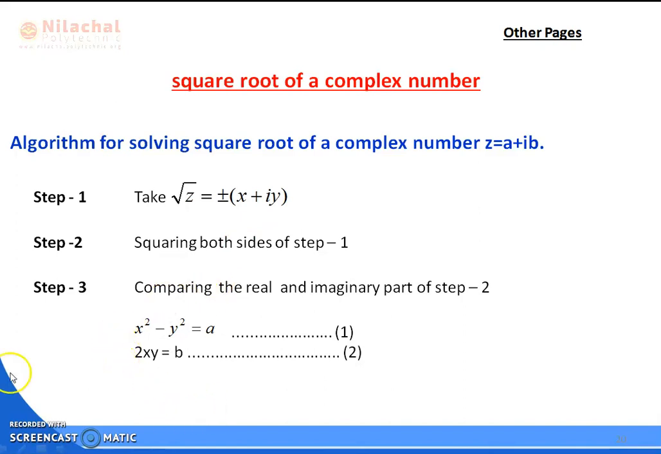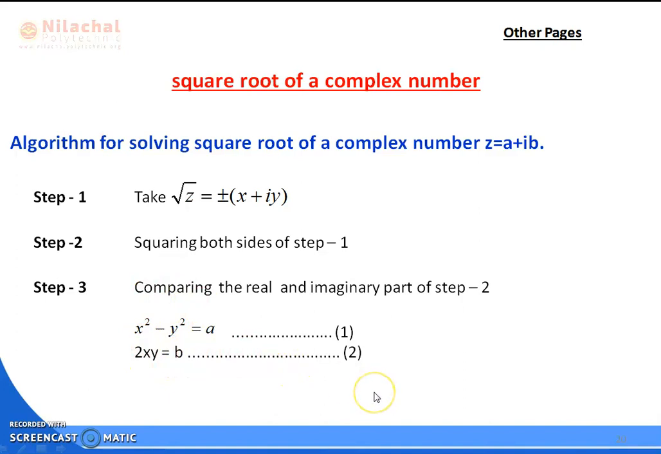So we compare the real and imaginary parts, because on the left hand side z is a plus ib, and on the right hand side it is x square minus y square plus i into 2xy. By comparing real and imaginary parts, the real part on the right is x square minus y square, and on the left the real part is a. So x square minus y square equals a. Similarly, on the right the imaginary part is 2xy, and on the left the imaginary part is b. So 2xy equals b. Likewise, you have to collect your real part and imaginary part.